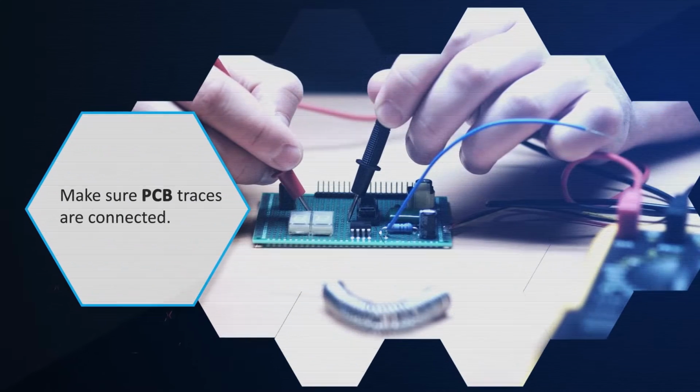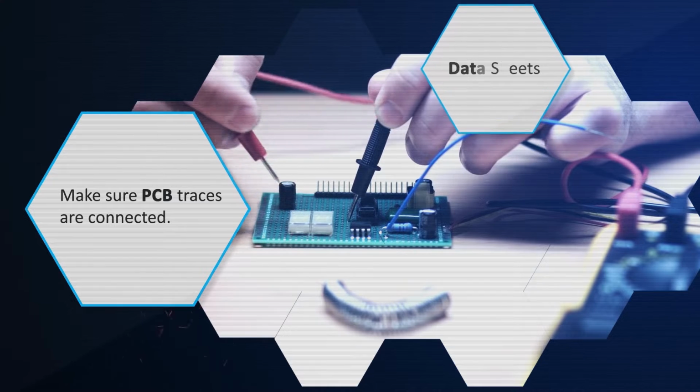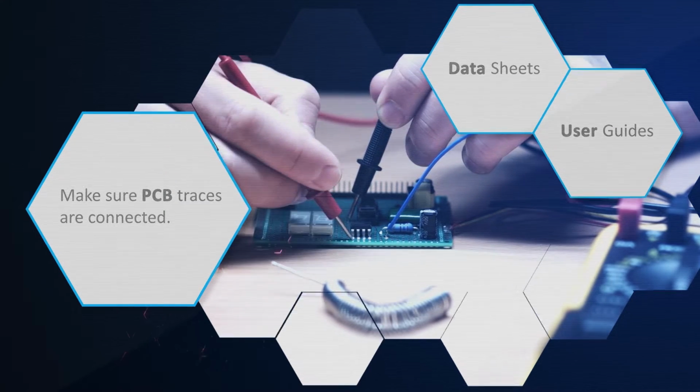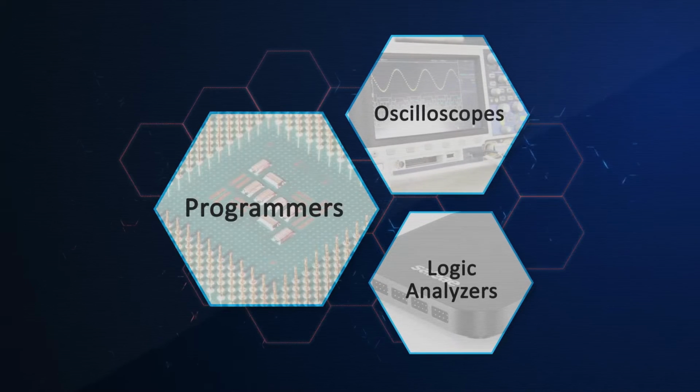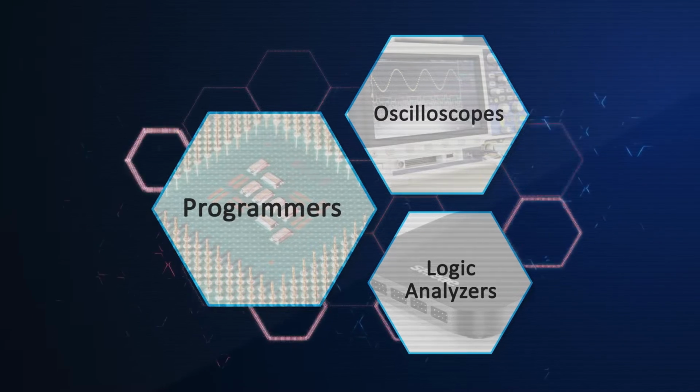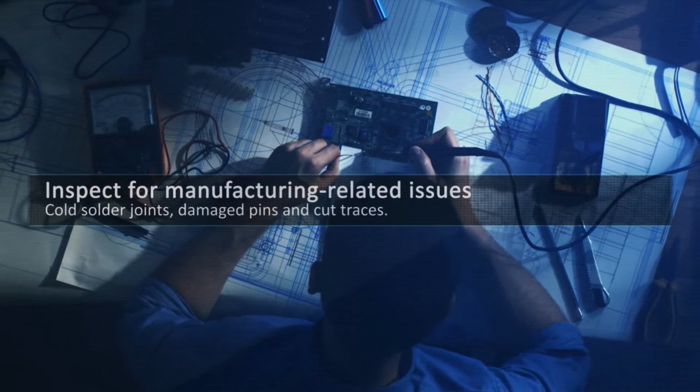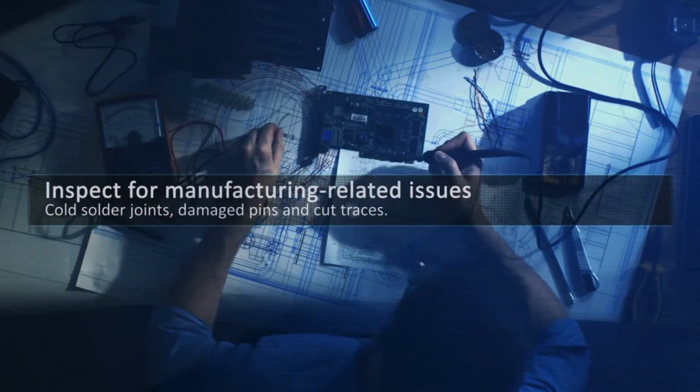Make sure the PCB traces are connected and are following the specifications listed in the official documents like datasheets and user guides. Follow the connection guidelines when using tools such as programmers, oscilloscopes, and logic analyzers to minimize any effect on the target device. Inspect for manufacturing-related issues like cold solder joints, damaged pins, and cut traces.